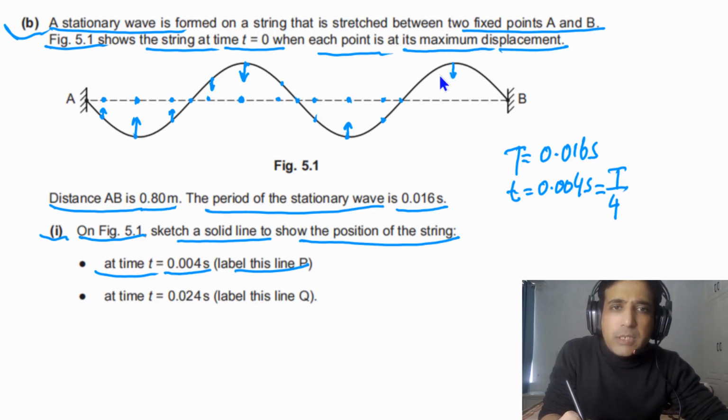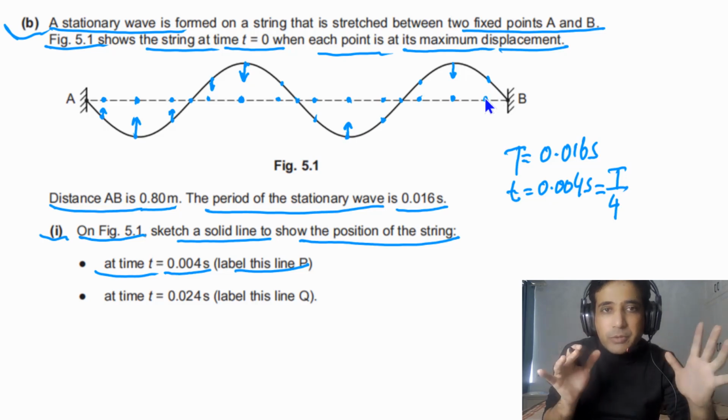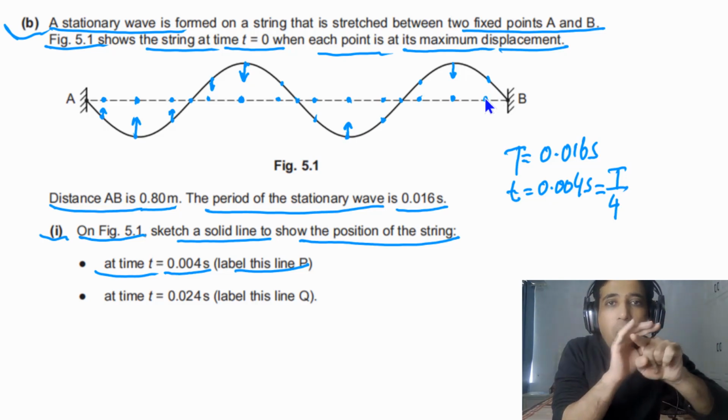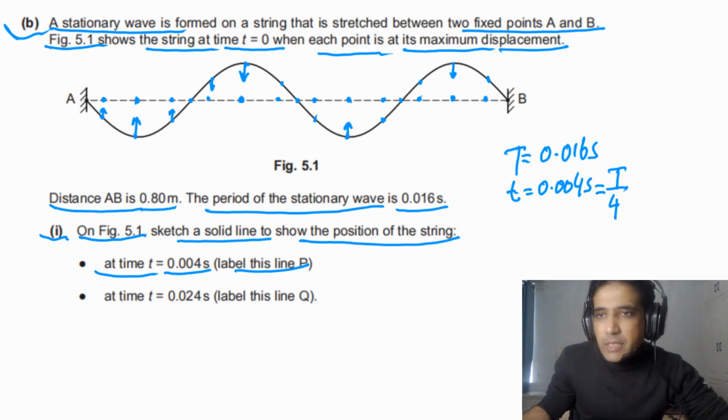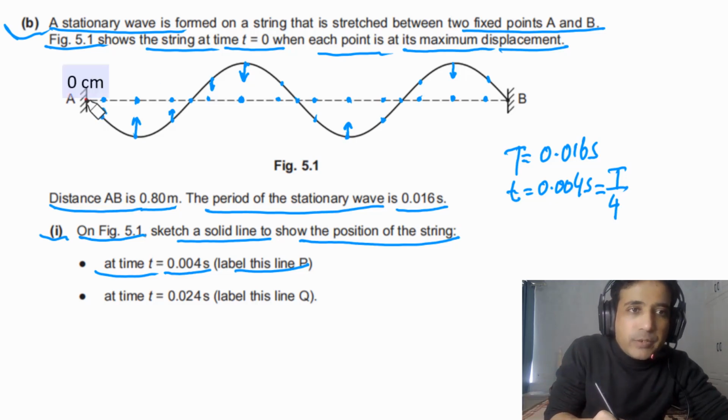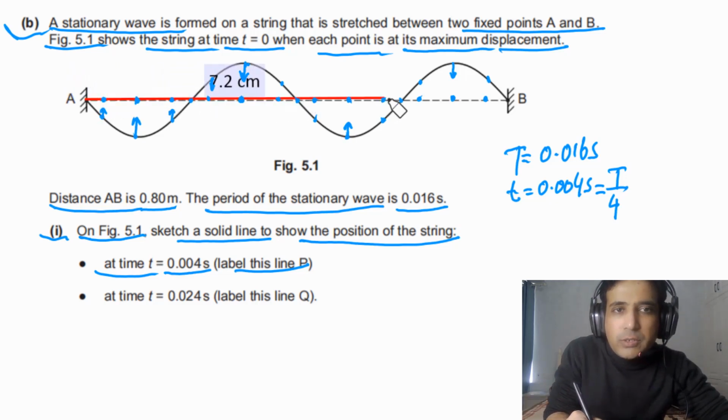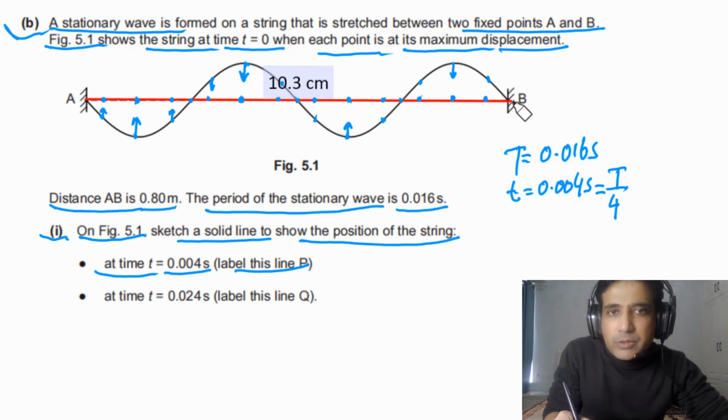So if you got this idea, that's wonderful. The particle here after T by 4 will be here because this particle goes down. The particle here after T by 4, this one will be here. So it simply means that after T by 4, all the particles will be at equilibrium. So in this case, we can draw a solid line. So this is what you need to do for this question.